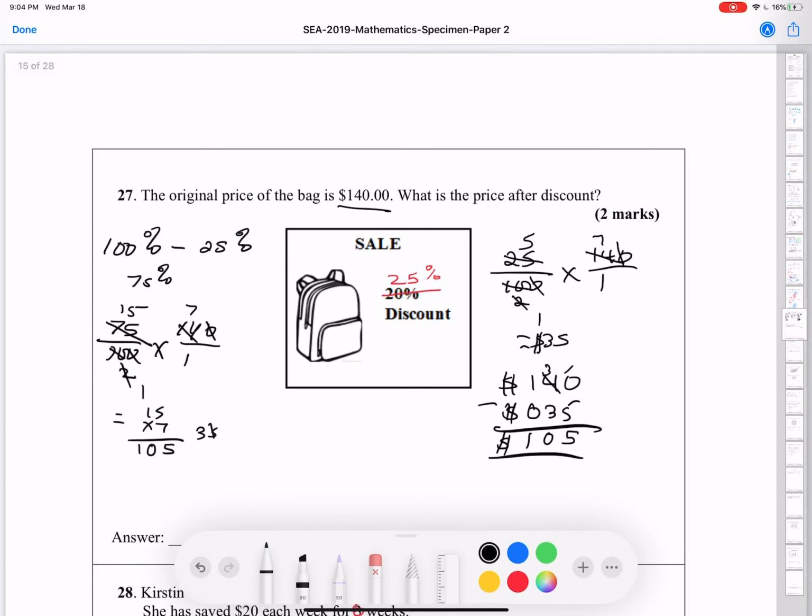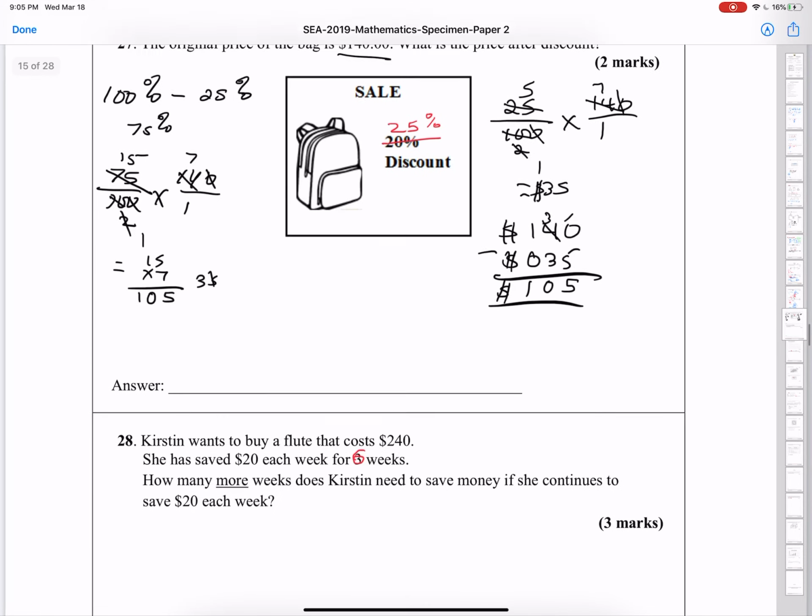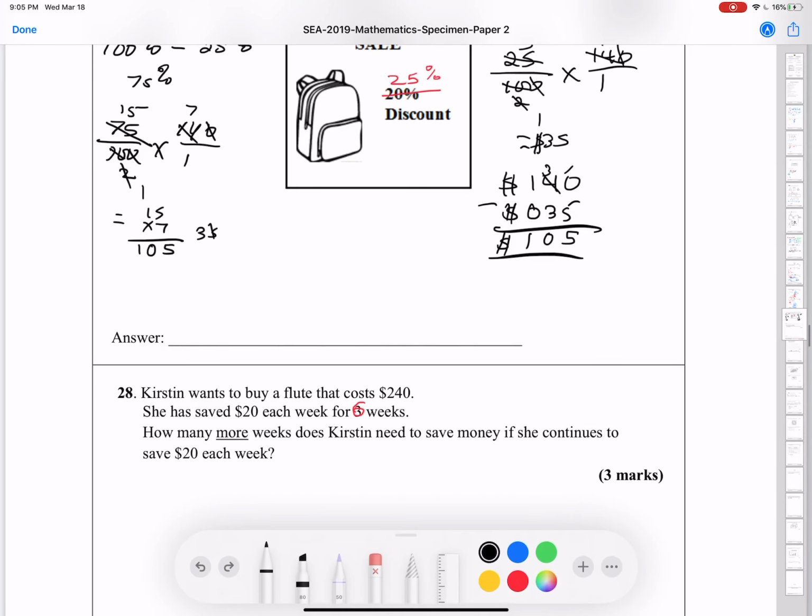I want to write on the line here, but it wouldn't allow me. Undo. Okay, so I can do it now.